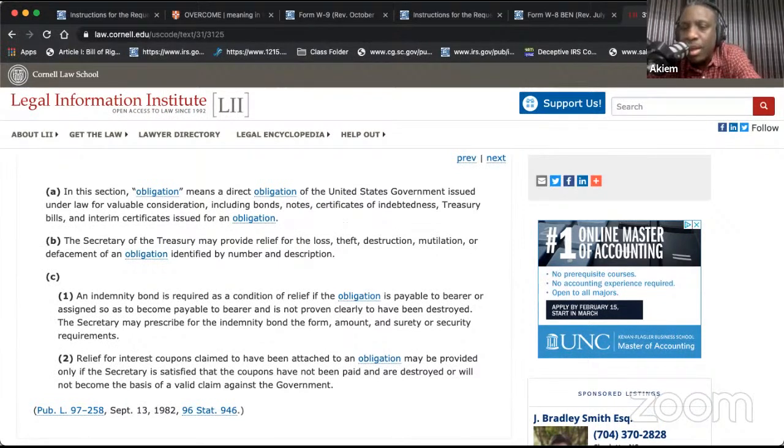This is for the indemnity bonds. I don't know. To issue bearer bonds, he doesn't need it.